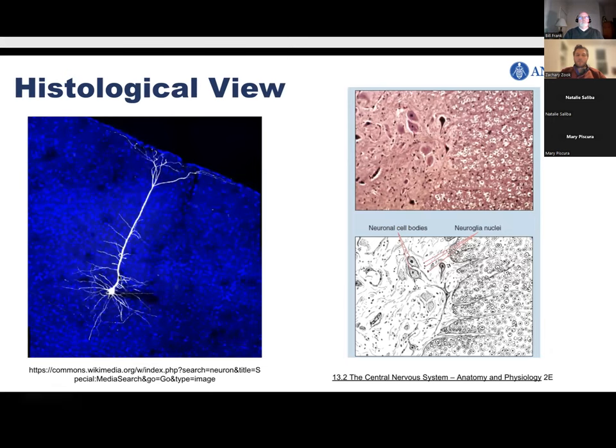You can't really draw it on a piece of paper. It kind of wiggles and goes everywhere, so it's tough to get a full axon or a full neuron in a histological slice. So this is kind of what they would look like.